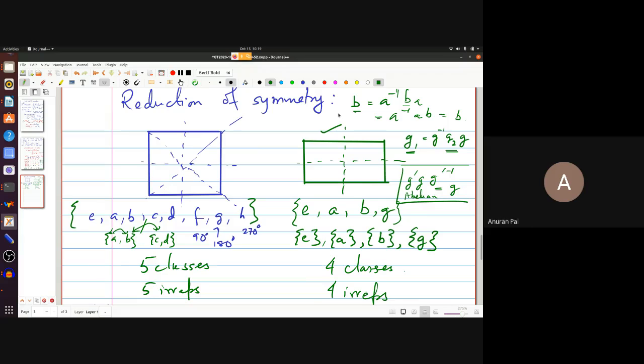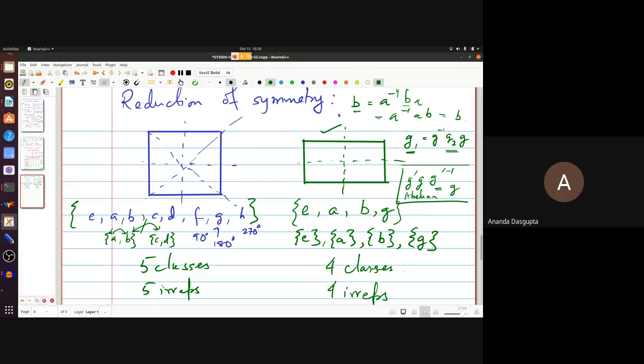So the square has a 2-dimensional representation. So if you don't consider that, then wait a minute. Are you saying the 2-dimensional representation will not work for the 2-dimensional representation? That's what you're saying. All the representations of the rectangle are 1-dimensional.